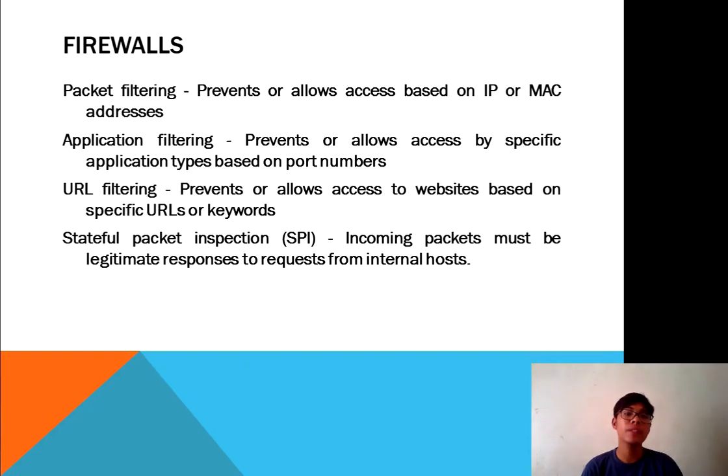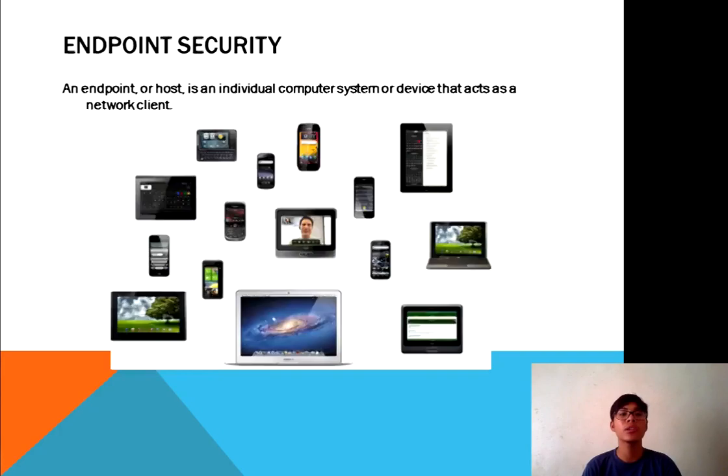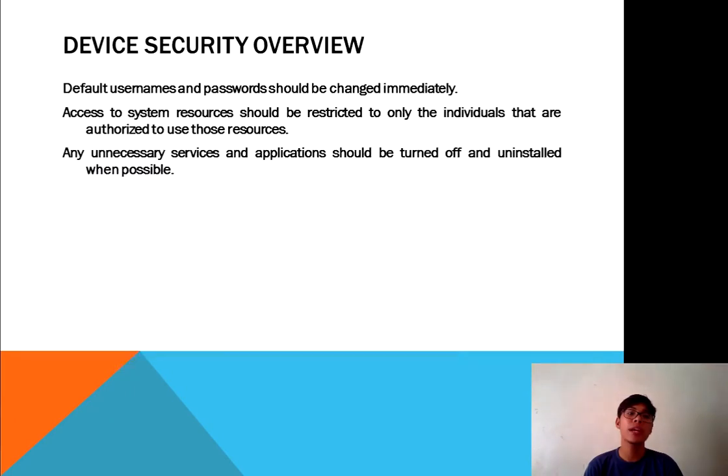Application filtering prevents or allows access by specific application types based on port numbers. URL filtering prevents or allows access to websites based on specific URLs or keywords. Full packet inspection: incoming packets must be legitimate responses to requests of internal hosts. Endpoint security: an endpoint or host is an individual computer system or device that accesses a network as a client.